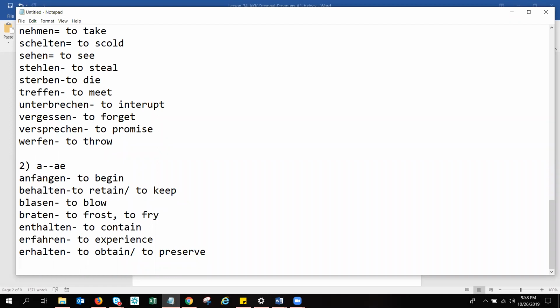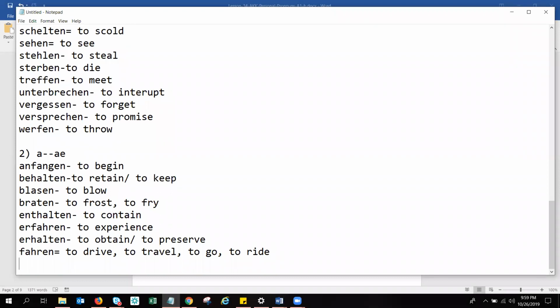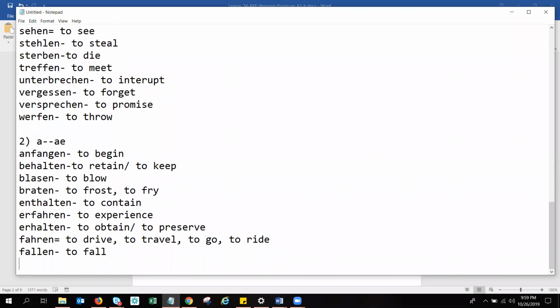Okay, then we have a verb fahren. In fahren, I already told you that a will become a umlaut. So fahren's meaning is to drive, to travel, to go, to ride. Okay, if you want to use all these verbs separately, then you can use fahren. After fahren we have this word fallen. Fallen, as the name suggests, to fall. Okay, then we have fangen.